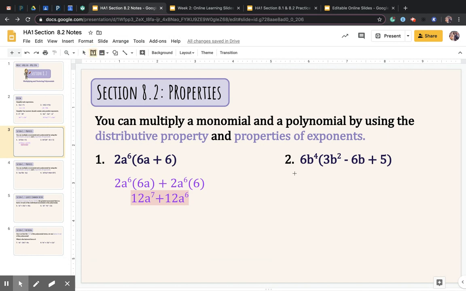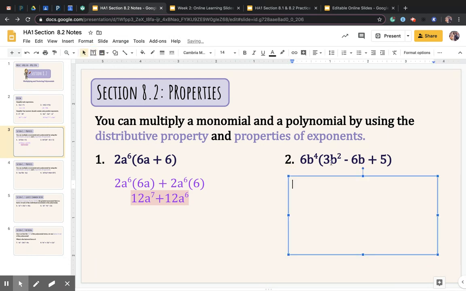Okay, let's do this again. Bigger text box. Let's put it in the middle. I'm going to distribute again, and like before, I'll put in the exponents second. So I have my 6b to the 4th times 3b squared, and my 6b to the 4th times negative 6b, and then lastly, I'm going to have my 6b to the 4th times 5. I'm going to go back in and add my exponents just to save some time. And I'm just copying and pasting this.